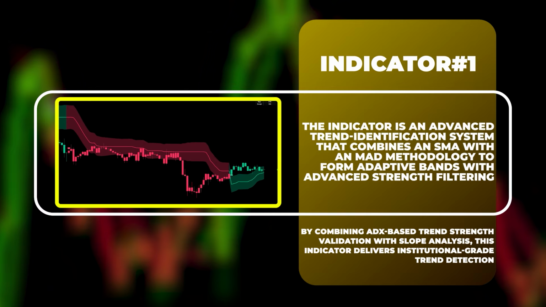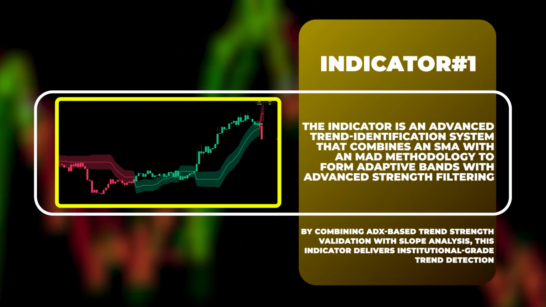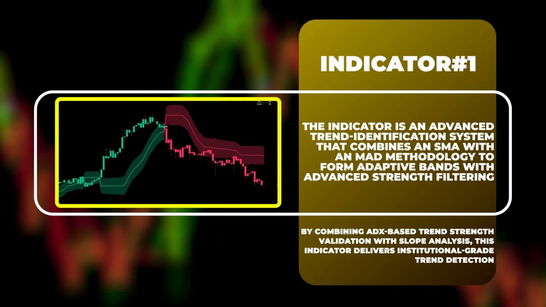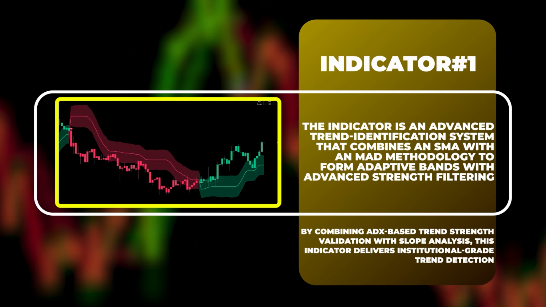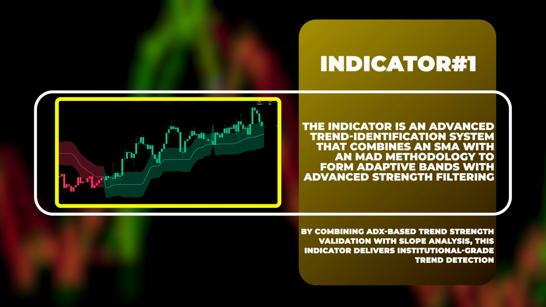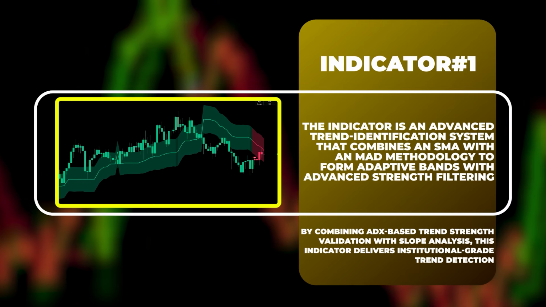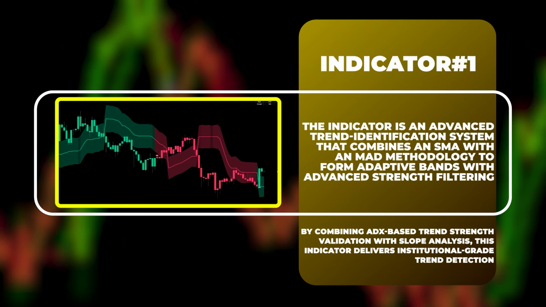The indicator is an advanced trend identification system that combines a simple moving average with a mean absolute deviation methodology to form adaptive bands with advanced strength filtering. By combining ADX-based trend strength validation with slope analysis, this indicator delivers institutional-grade trend detection while filtering out false signals in weak or choppy market conditions.